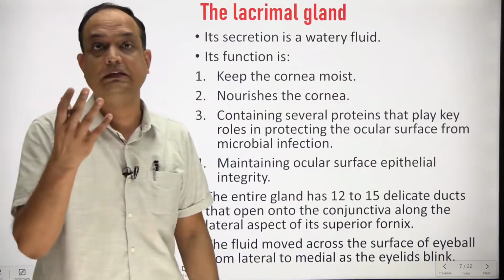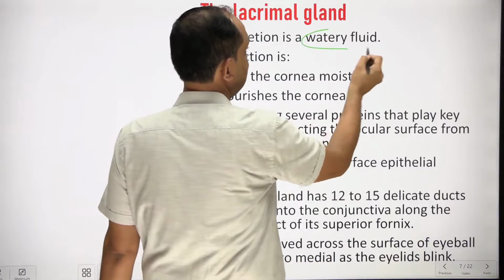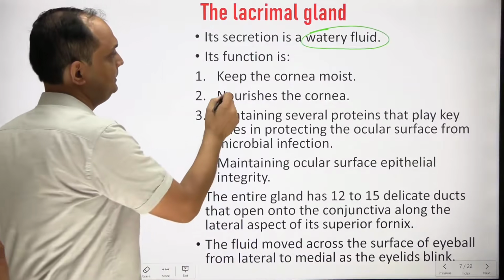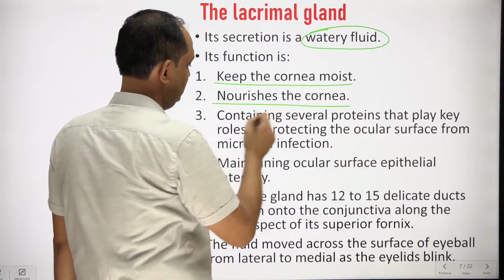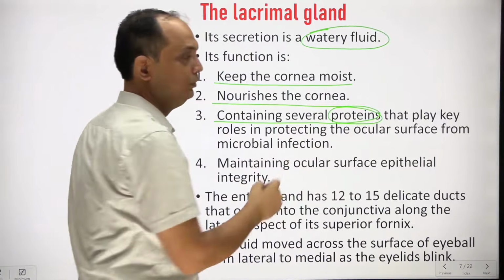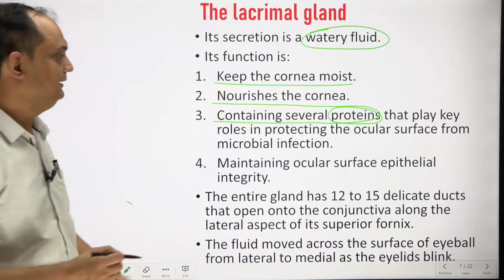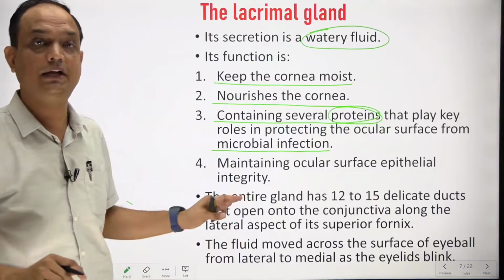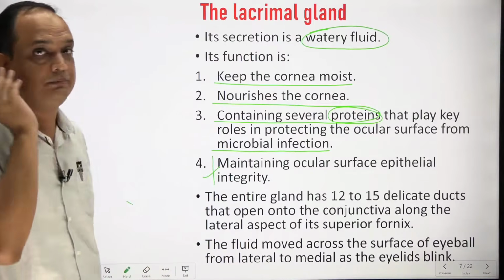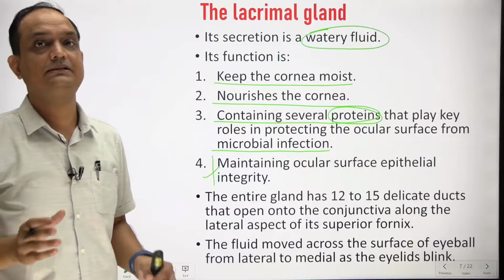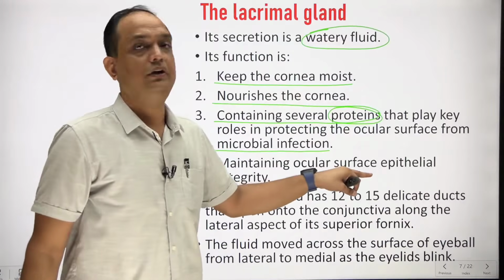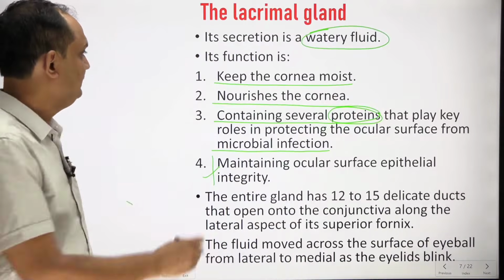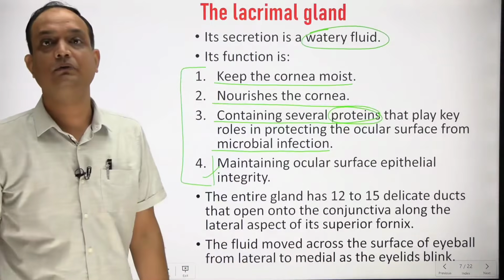Now what about the secretion from the lacrimal gland? So lacrimal gland secretions are watery. That means the lacrimal gland is serous gland, and the function of this fluid is to keep the cornea moist, to nourish the cornea. It contains several proteins like immunoglobulins, and these immunoglobulins are bactericidal, so it prevents infection. Then it maintains the ocular surface epithelial integrity, because it keeps this surface moist and prevents drying, and if there is dryness then a discontinuity of epithelium may occur. So for the continuity of the epithelium this tear is responsible. So कई बार आपसे पूछा जाता है what are the functions of the lacrimal fluid or the tear.